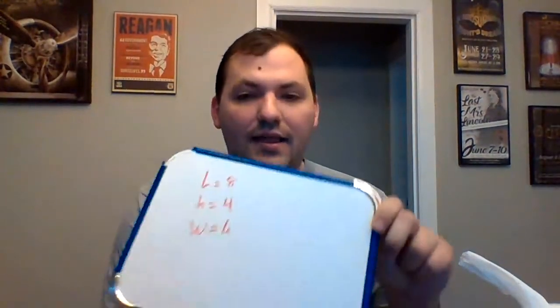So let's go ahead and erase that formula. And let's figure out what happens if I have a rectangular prism with a length of 8, a height of 4, and a width of 6, okay? So I have those measurements. So how am I going to solve that? If you want to pause the video, you can go ahead and do that right now.